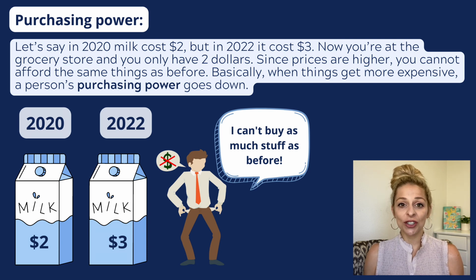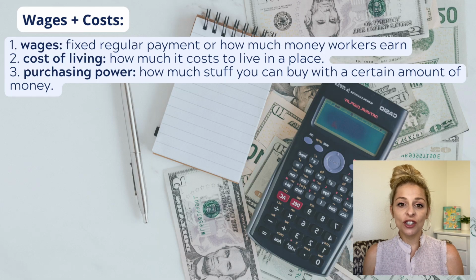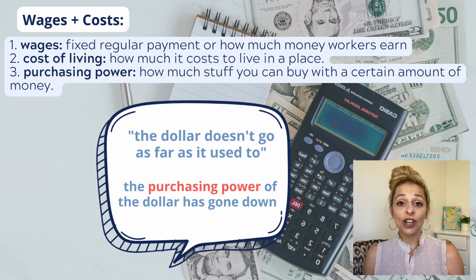But in 2022, the price of milk increased to $3. Since the price is higher, I cannot afford the same thing as before. Basically, when things get more expensive, a person's purchasing power goes down. Another phrase you might hear is that the dollar doesn't go as far as it used to. So what a dollar can buy today is very different from what a dollar could buy 15 years ago. The purchasing power of the dollar has gone down.